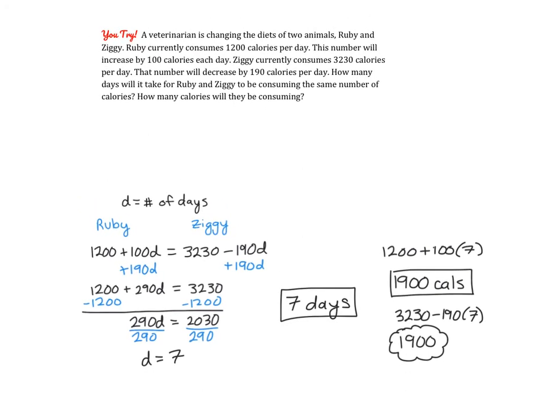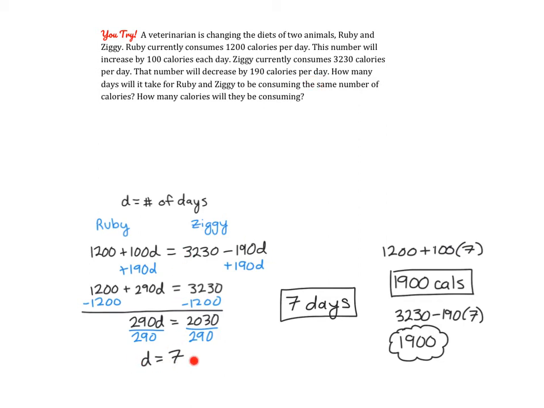Okay, let's have a look. So first, make sure you define your variables. Since it says how many days will it take, that should be our variable. So D equals number of days, or whatever letter you picked is totally fine. So they want to know when the calories consumed by Ruby and Ziggy will be the same. So we can describe Ruby's calorie intake by saying the 120 calories she started with the increase of 100 calories per day, so times D. And then Ziggy's can be described with the 3,230 calories that she started with, and that will decrease, so minus 190 times D, 190 calories per day.